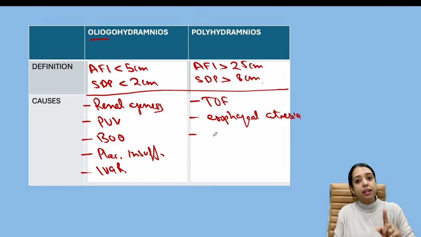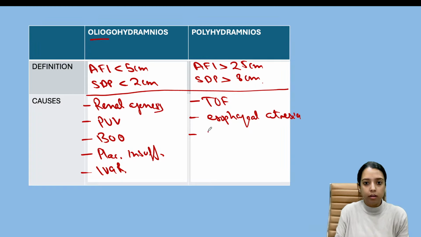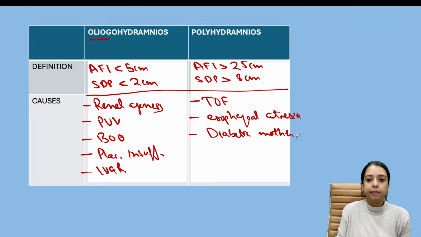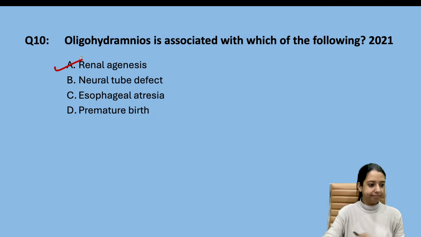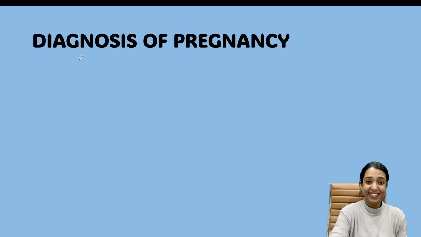Or the baby is producing more urine, just like diabetic people. Diabetic people have polyuria, polydipsia. Same, if the baby has high blood sugar, the baby will produce more urine. So in a diabetic mother, the baby produces more urine. So the answer is renal agenesis. Okay? You all already knew.